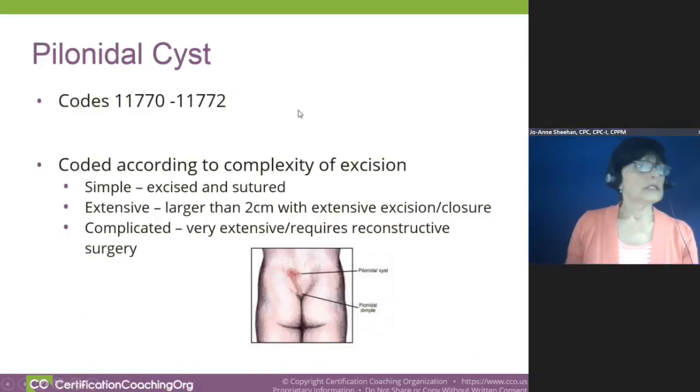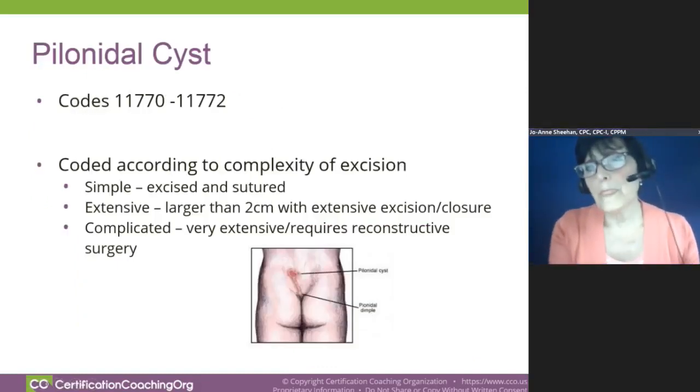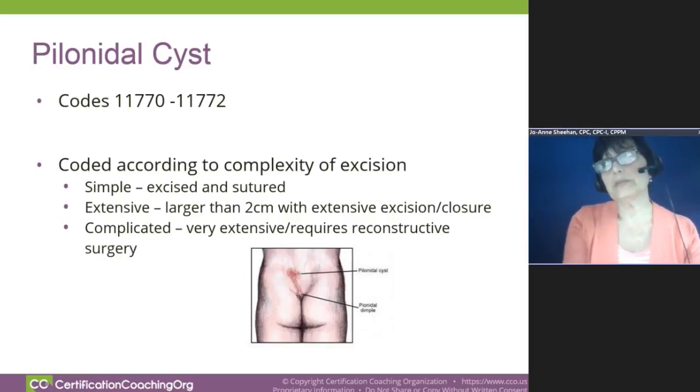Time for a question? Sure. For the inpatient-only codes, wouldn't we code the PCS code? No. For the inpatient-only codes, it can actually go either way.